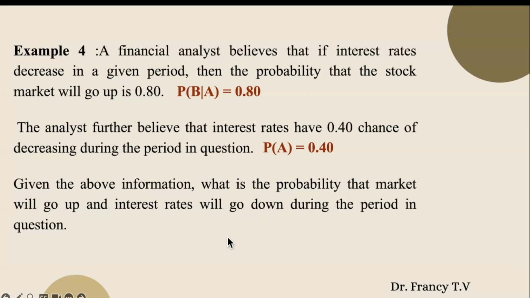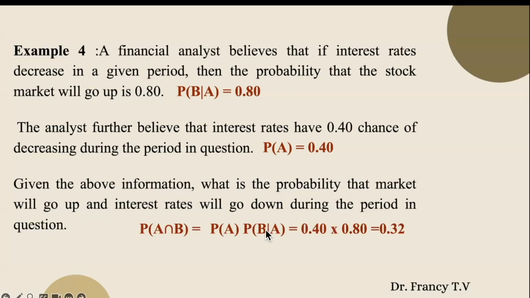Probability of B intersection A means probability of A intersection B itself. So I can apply the multiplication theorem. Probability of A intersection B. Here P of A is given, so I have to use it in the form P of A into P of B given A. You can substitute the values and get the answer.